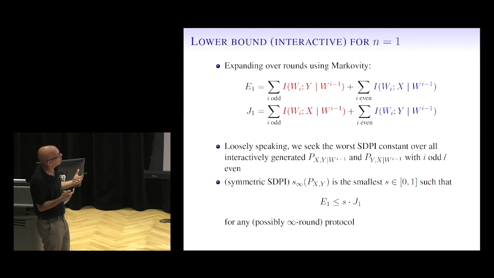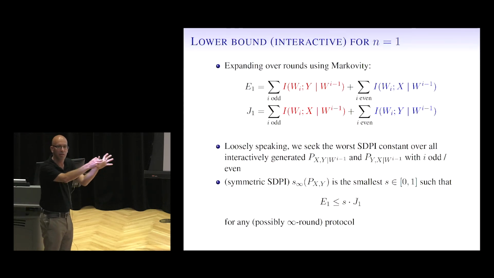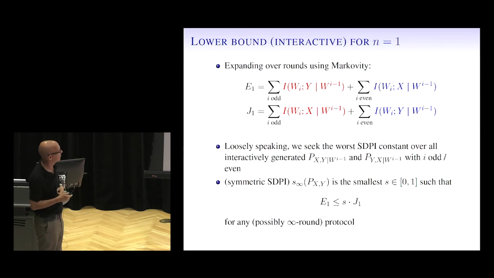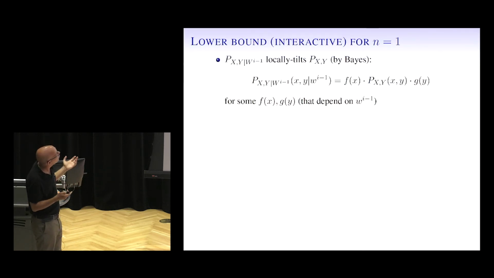That calls for an introduction of something called a symmetric SDPI, called S infinity of P_XY, which is the smallest constant such that the exchanged information is upper bounded by S times the injected information. And one way to do this when n equals 1 is by noting that the distribution of X and Y, given everything that happened so far, is a tilted version of P_XY. So what happens because of Bayes' rule is that the distribution is just the original distribution times some function of x times a function of y.